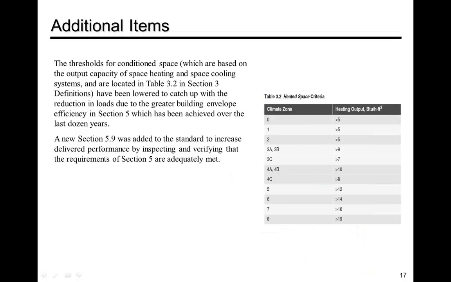A couple additional items. In the last 4 cycles, there's been a significant reduction in loads due to greater building envelope efficiency. And to align with that, the thresholds for conditioned space that are located in Table 3.2, which is in the definitions, have been lowered.